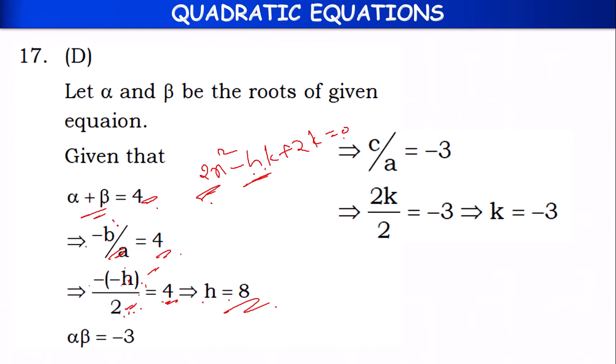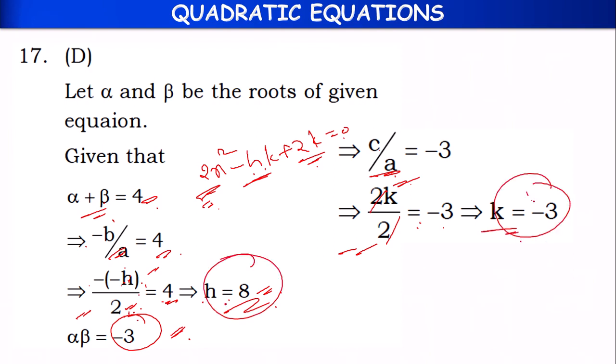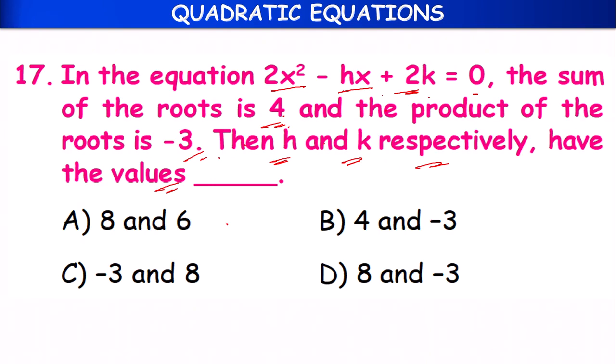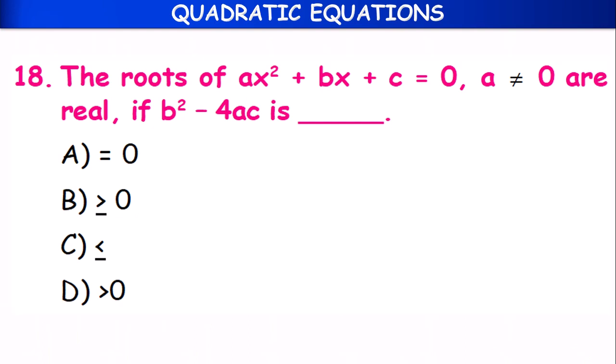So we are getting h equal to 8. Next, alpha beta, the product of the roots they have given as minus 3, which is equal to c by a, where c is the constant 2k and a is the x square coefficient 2, equal to minus 3. 2 gets cancelled, k equal to minus 3. So we are getting the h value as 8 and the k value as minus 3. So option D is the correct answer.